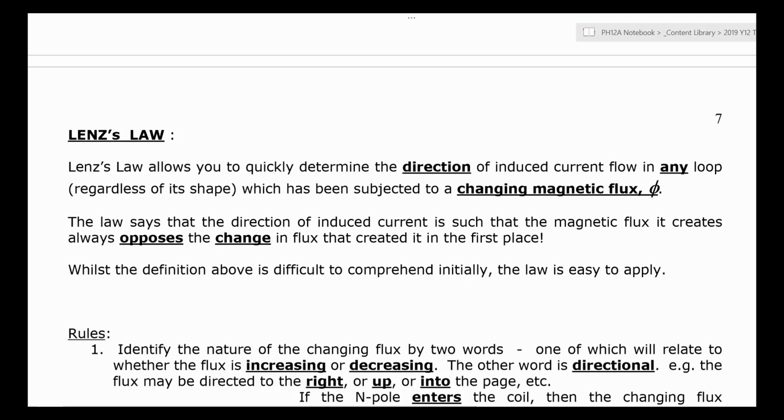We're going to pause here. You might want to reflect on what you've learned on magnetic flux. If you're ready to talk about Lenz's law, continue on in the video.